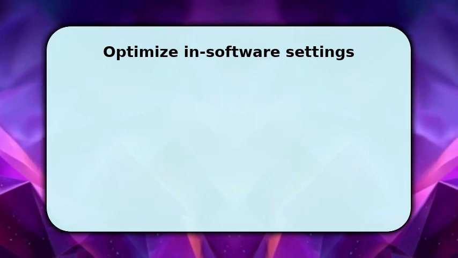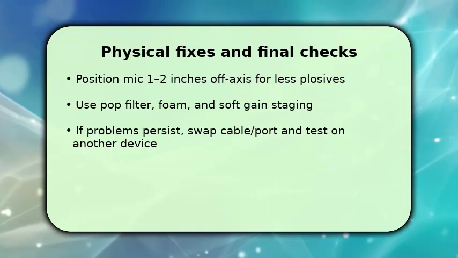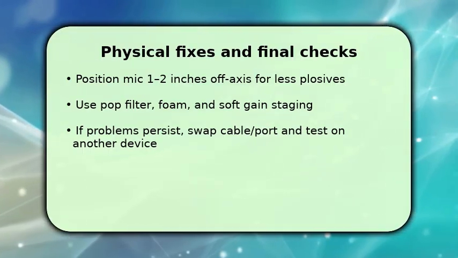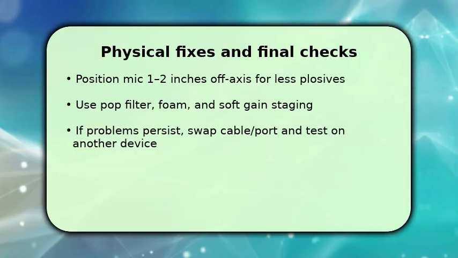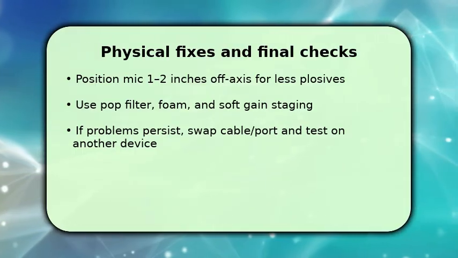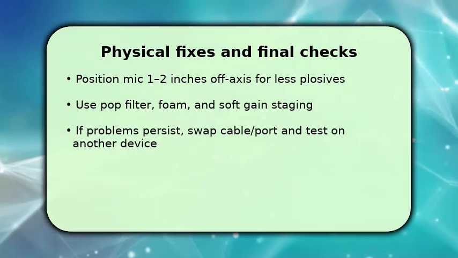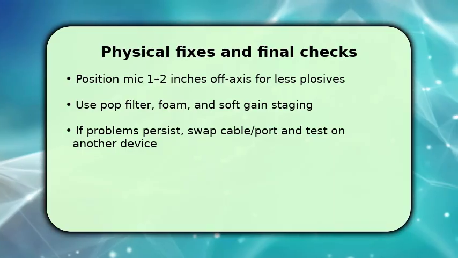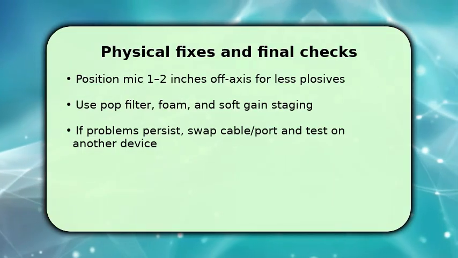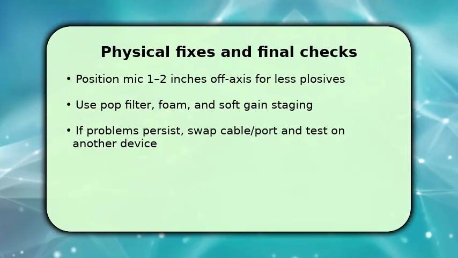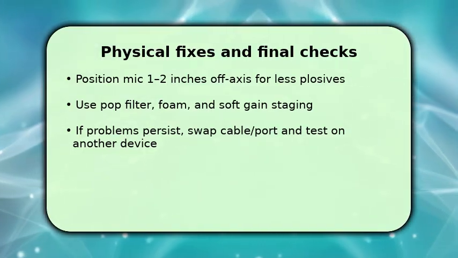Finish with physical corrections and a final verification so the HyperX Cloud 3 sounds its best. Position the boom 1 to 2 inches off axis from your mouth to reduce plosives and add a pop filter or small foam windscreen to smooth transients. Use soft gain staging: lower hardware gain, raise software level to minimize noise. Make a final comparison recording and listen for sibilance, hiss, or distortion. If issues remain, swap the cable or USB port and test on another device as a quick troubleshooting step.